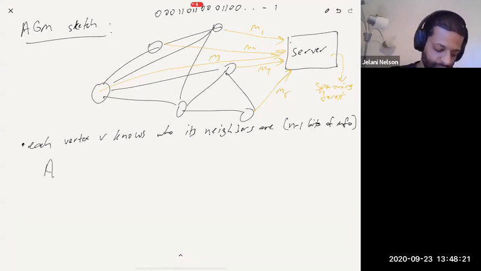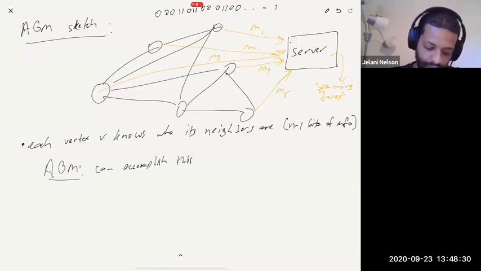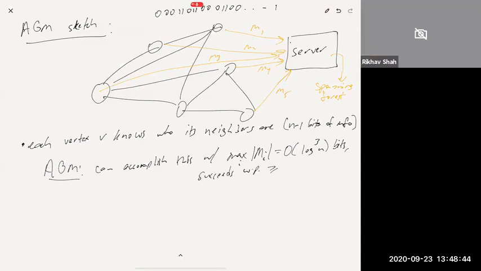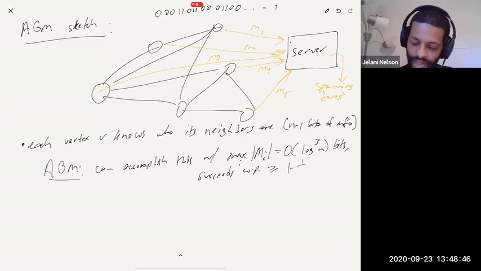And what AGM shows is that you can accomplish this with the max message length being O of log cubed n bits. And it's randomized and it succeeds with probability at least 1 minus 1 over poly n.